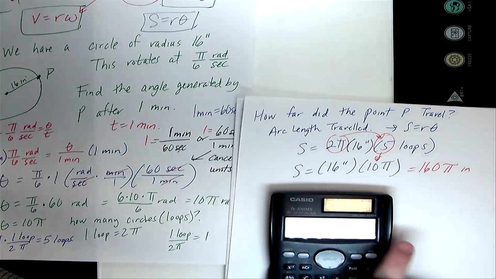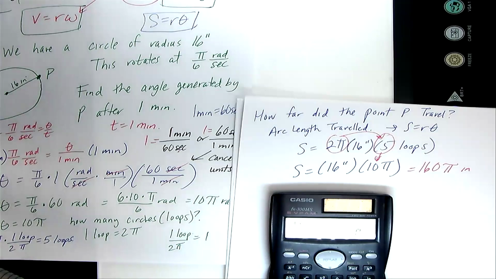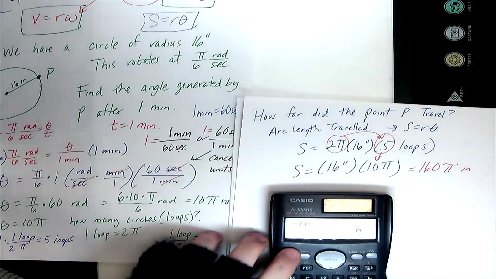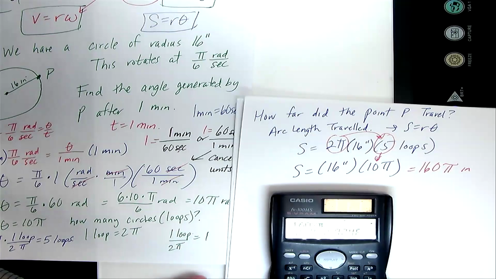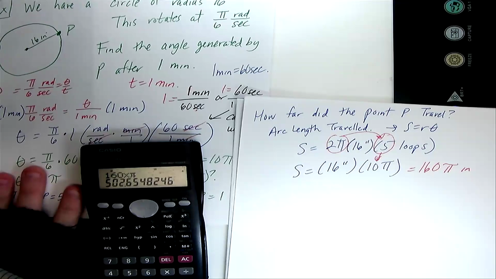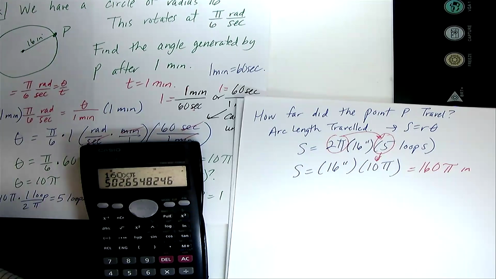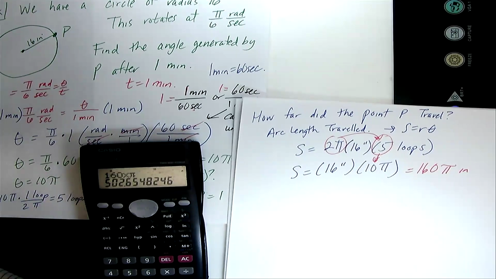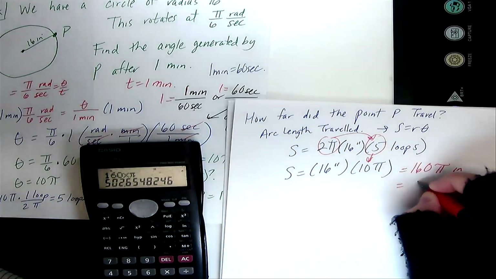So that's where we want to convert to a decimal. And we'll just round to a couple decimal places. 502.65. Let's do that. 502.65 inches.